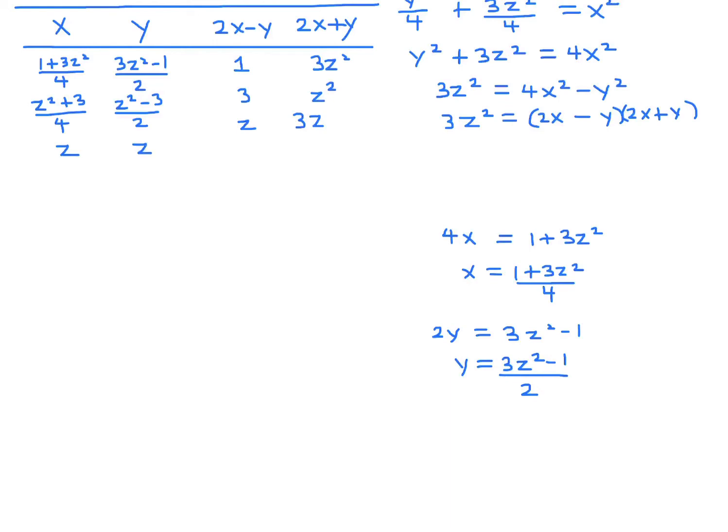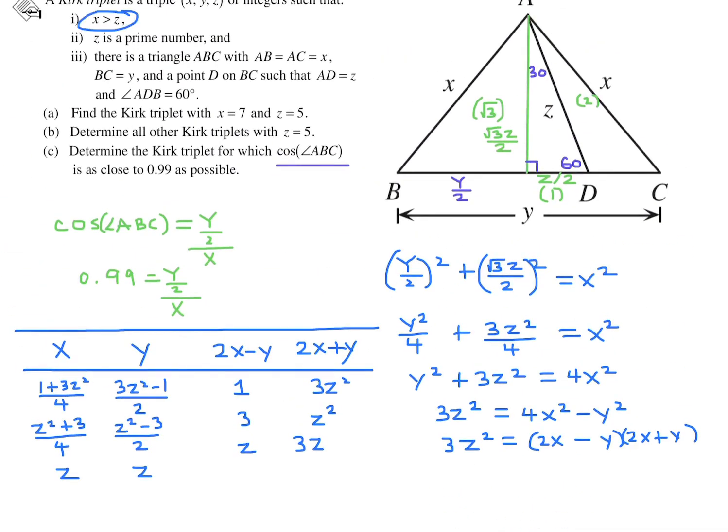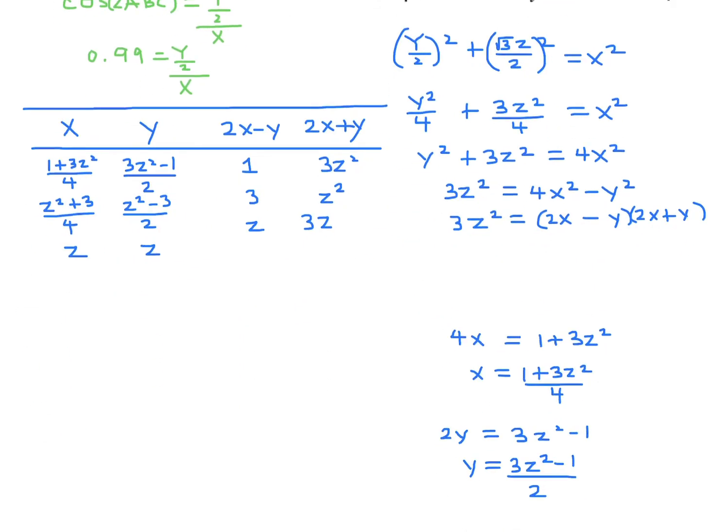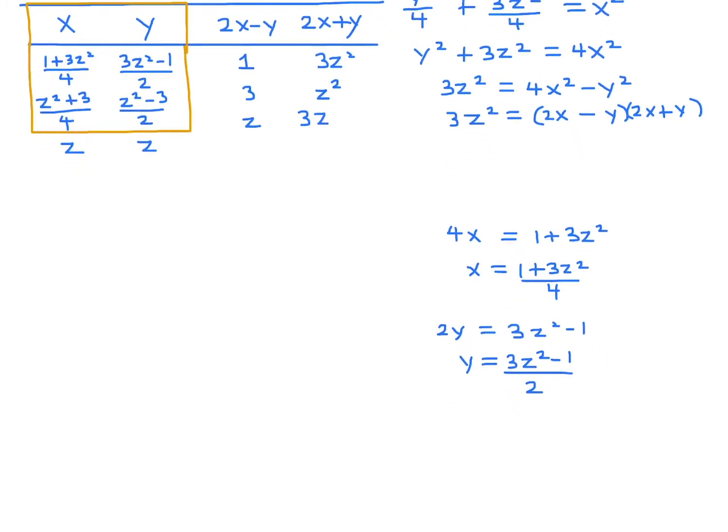Okay? Now, remember one of the conditions of the question was that x has to be greater than z. So because of that, x cannot equal z, like here. So that cannot be used. So the only ones we can use are this guy and this guy right here. Those are the only ones that we can use. So I'll just put a box around that for x and y. Okay, so that takes care of that part of the question.